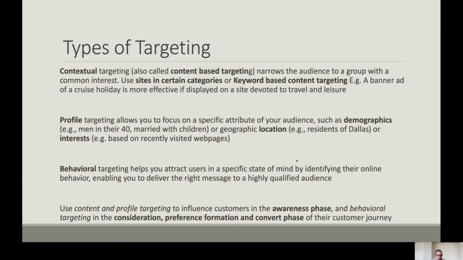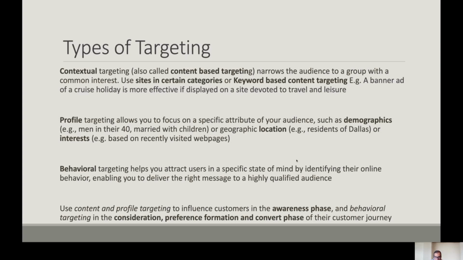Then moving on from this type of targeting, another approach is profile targeting, which means that you select your audience based on some attributes such as demographics. So for example, men in their 40s, people who are married with children, etc. So you could do targeting of this type. Or you could do targeting based on location. So you could target your ad to people who live in a particular area like Dallas. Or you could even target people based on their displayed interests.